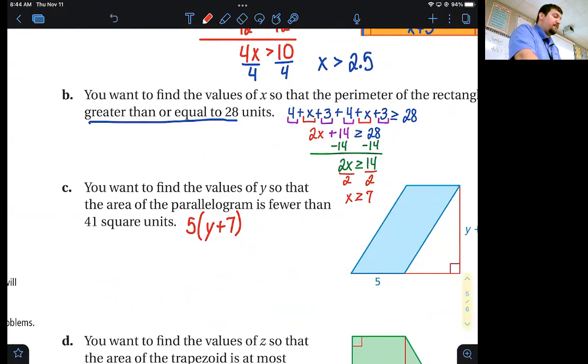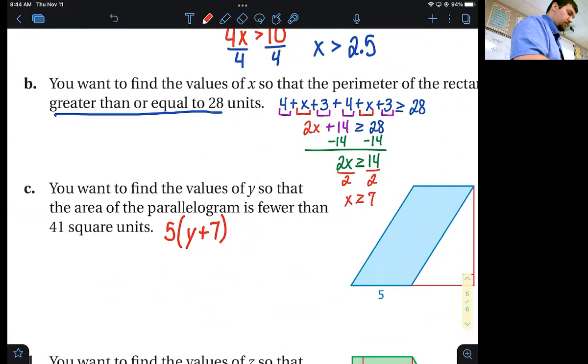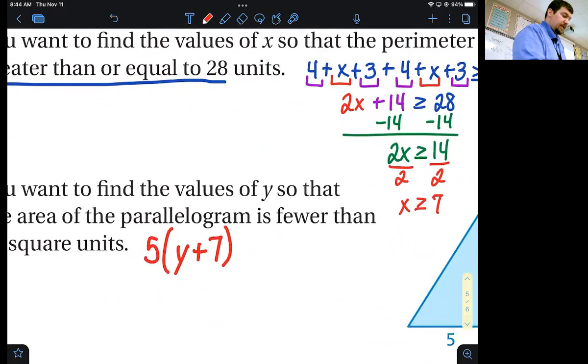That area has to be fewer than 41. Maddie Ann says, what symbol would I replace fewer than with? It's less than. Yep, so less than 41.